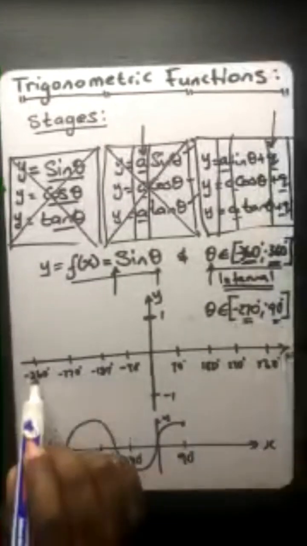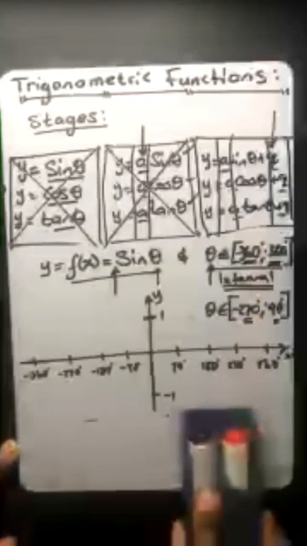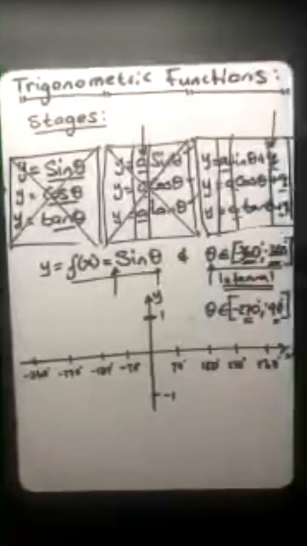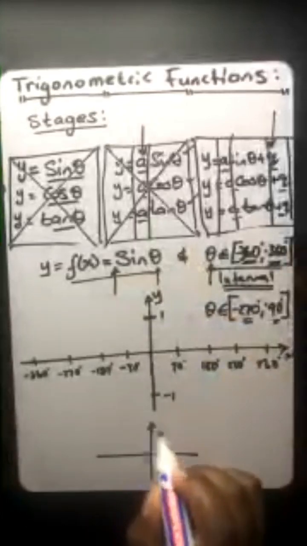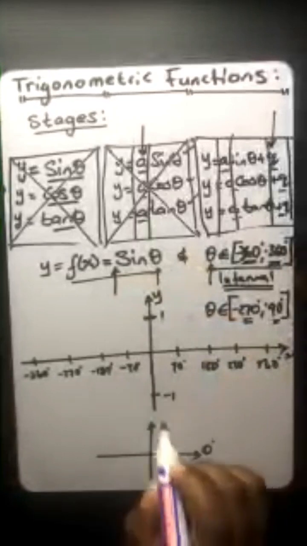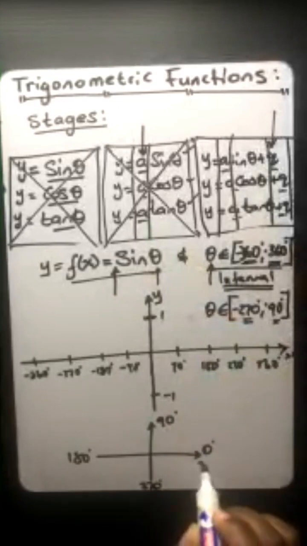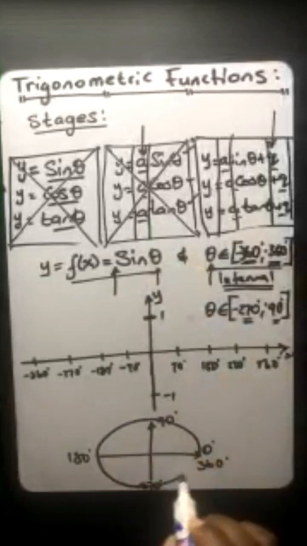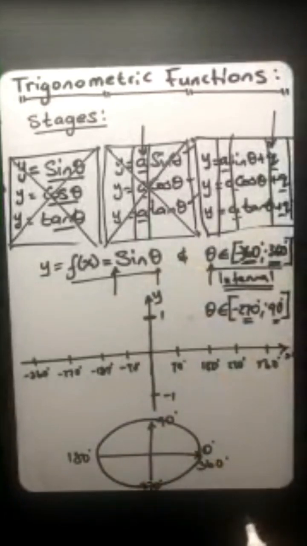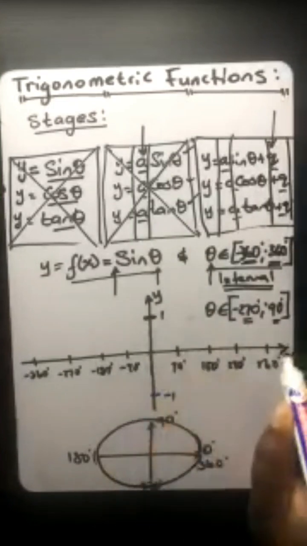But in this case, they're saying from negative 360 to positive 360. That is why I drew those angles from there up to there. And most importantly, trigonometric functions are not different from what you know on a Cartesian plane. This is angle 0 degrees, this is 90 degrees, this is 180 degrees, this is 270 degrees, this is 360 degrees, in the form of a circle. But what they do is just take this circle and put it in the form of a straight line.